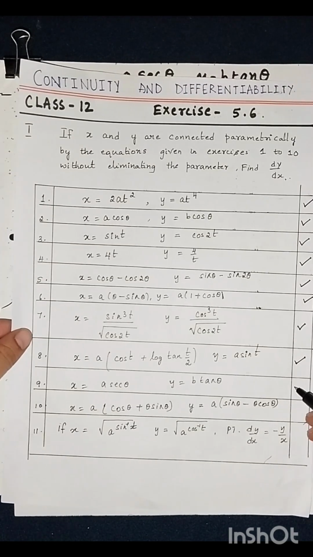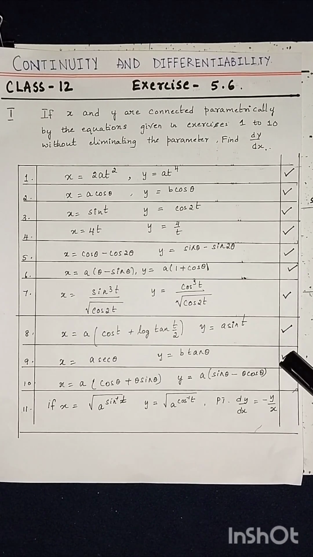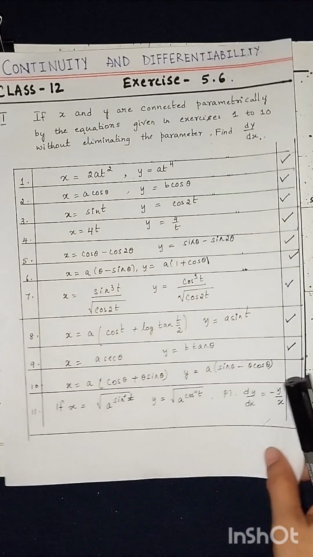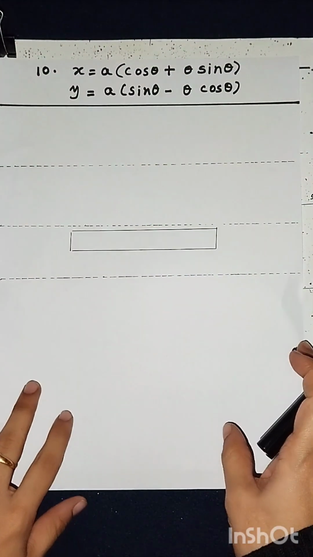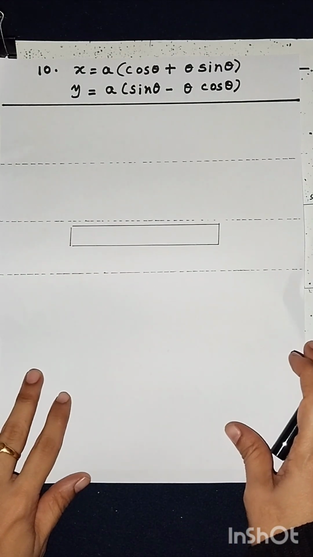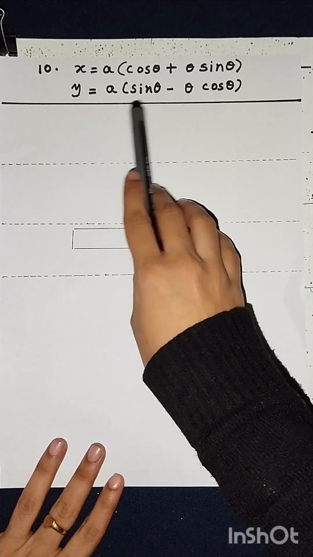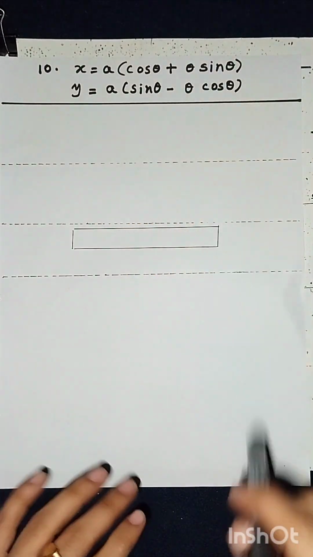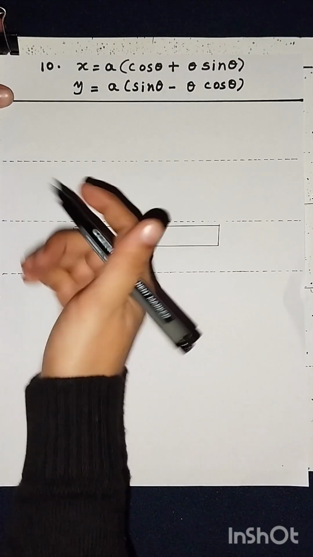Hence we completed the 9th one. Continuity and differentiability exercise 5.6. We have completed 9 questions. Now we'll find the derivative for the 10th parametric equations. x is equal to a into cos theta plus theta sin theta. y is equal to a into sin theta minus theta cos theta. So let us write the first step.